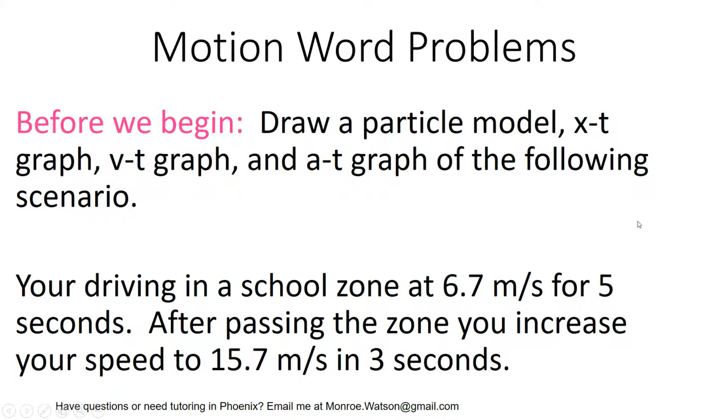So you're driving in a school zone at 6.7 meters per second for 5 seconds. After passing the zone, you increase your speed to 15.7 meters per second in 3 seconds. Go ahead and pause the video and see what you get and compare it with mine.